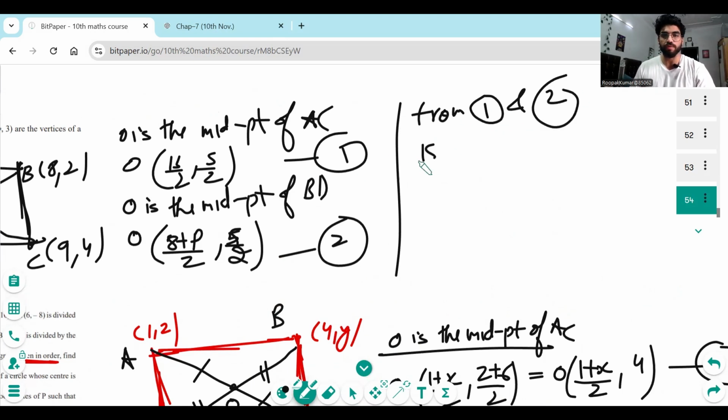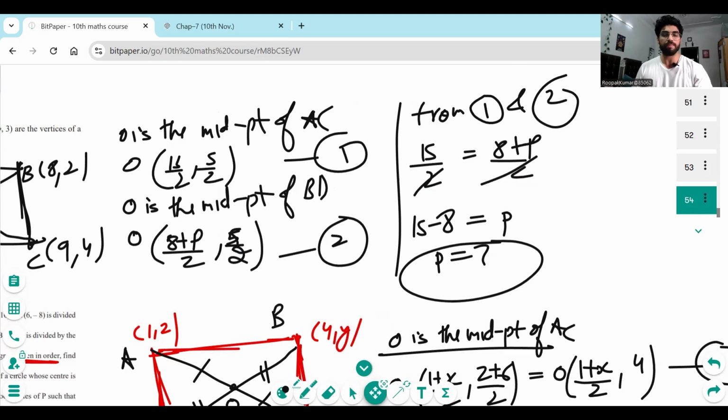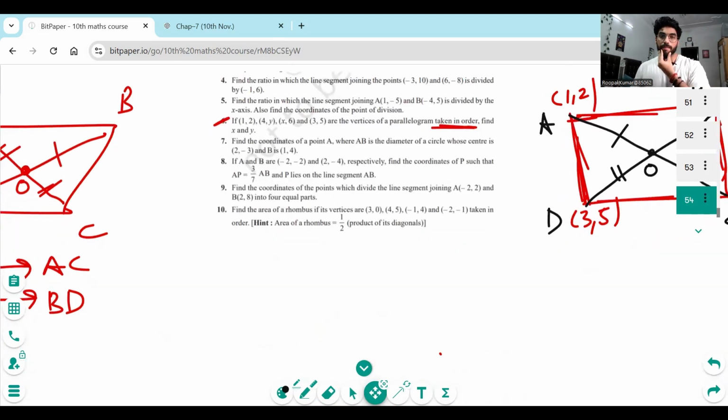So from 1 and 2 we can say that 15/2 will be equal to (8 plus p)/2. And that is my x coordinate. Why are they coming equal? Because this is the same coordinate. 2 will cancel out with 2. P will come out to be 15 minus 8, which is 7. So the value of p is 7 and we are done. So the parallelogram type is done, which is the use of midpoint.